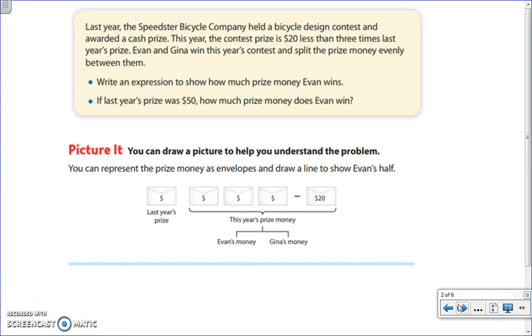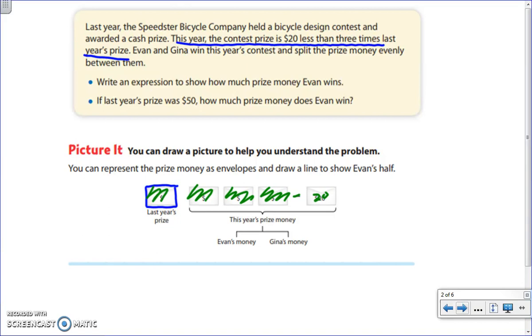So one way we can think about this would be to picture it. They've drawn little envelopes of cash money here, and this envelope represents last year's prize money. There's a key phrase here that says this year's money is 20 less than 3 times last year's prize. So if I take 3 of these, 1, 2, 3, 20 less than that will be how much they're winning this year.